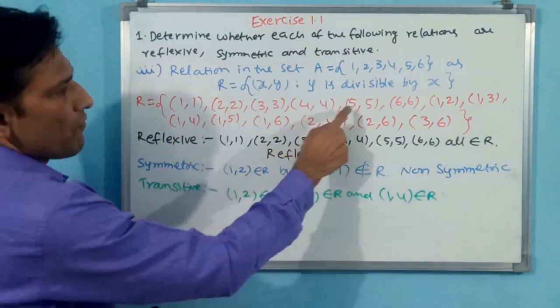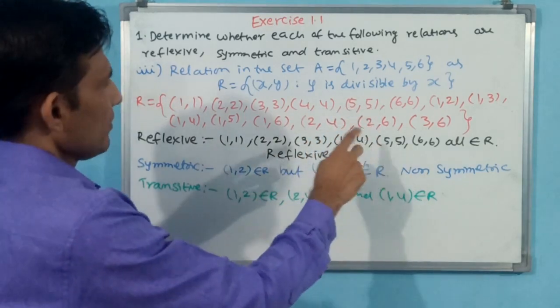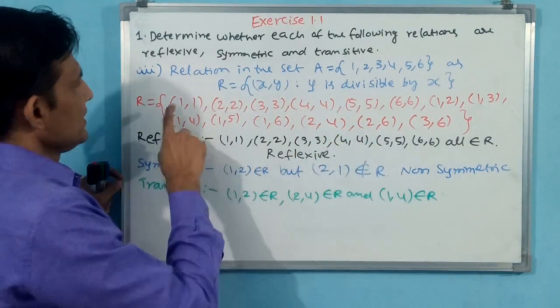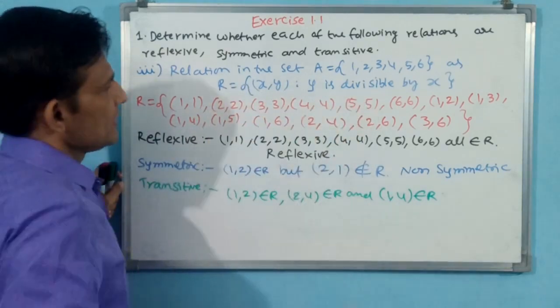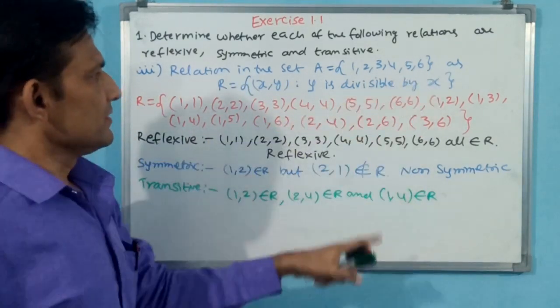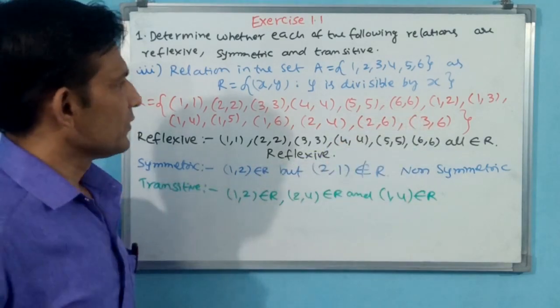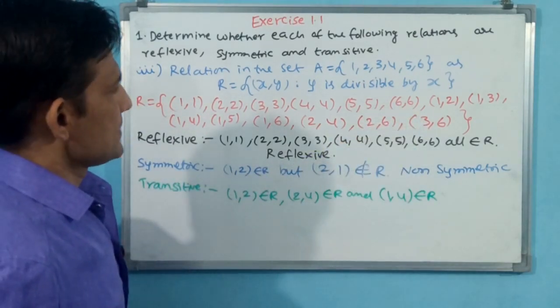5, you see, 5 is there. 5 to 5, only one relation. 1 to 5 is there and 1 to 5 is there. Yes, same. That is also transitive. 6 also 6. Okay.